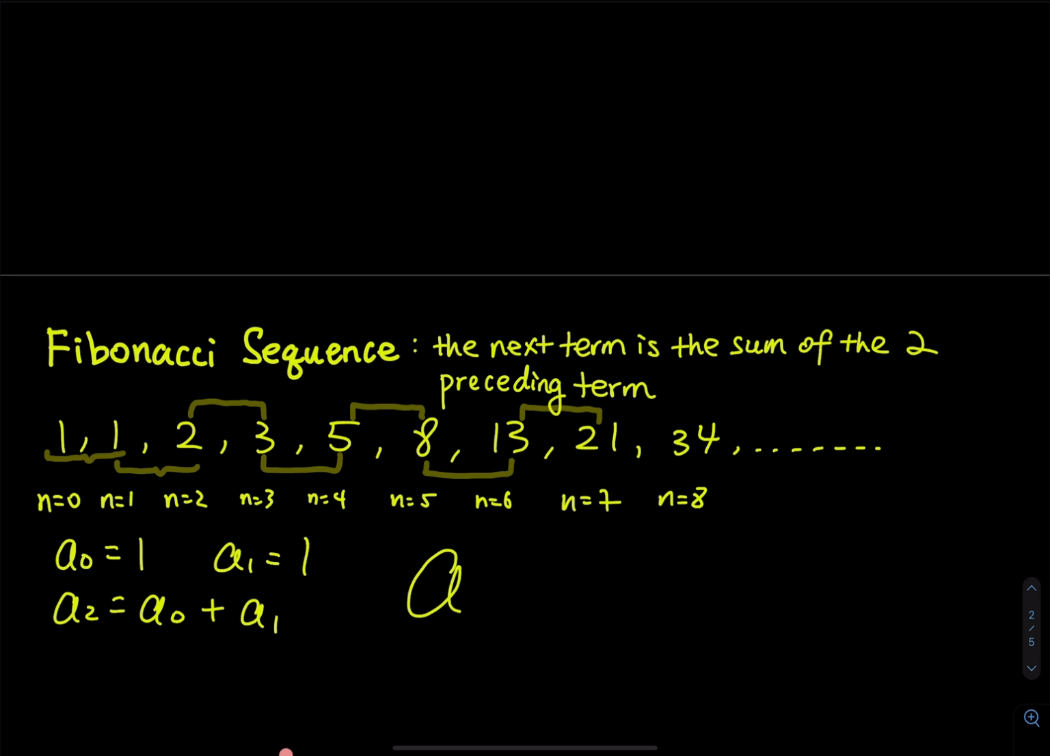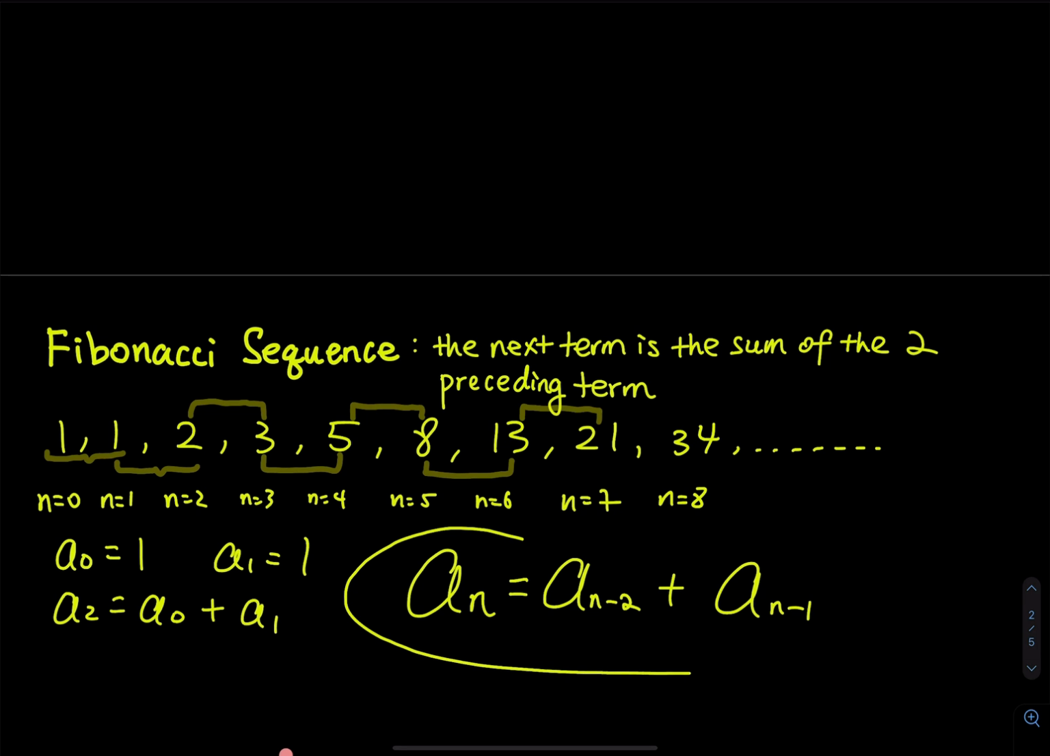So in general, a of n is equal to, you add the 2 preceding terms. The first preceding term is n minus 1, the second preceding term is n minus 2. So this is the pattern of the Fibonacci sequence. All right, and when you learn sequence, later on we will discuss series as well.